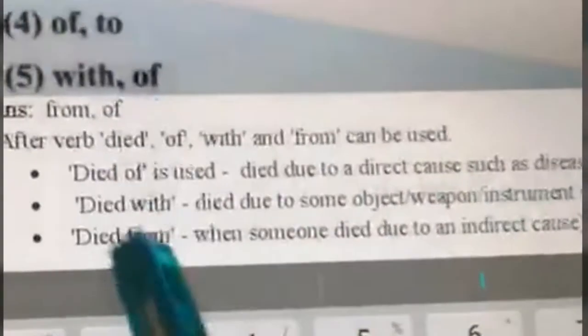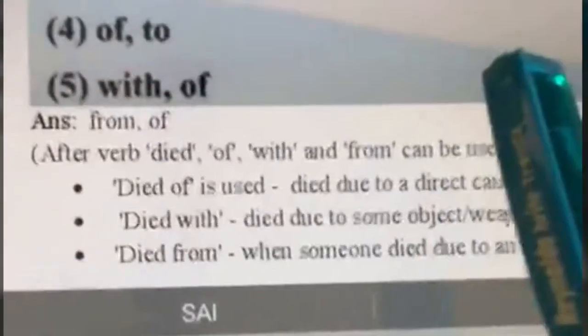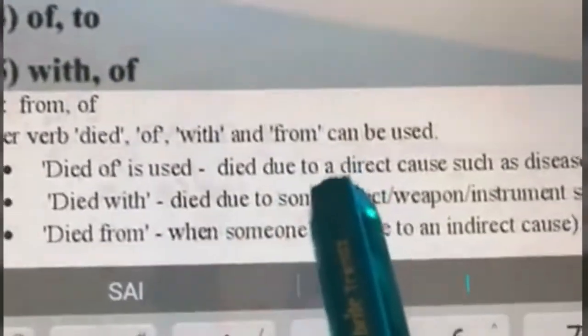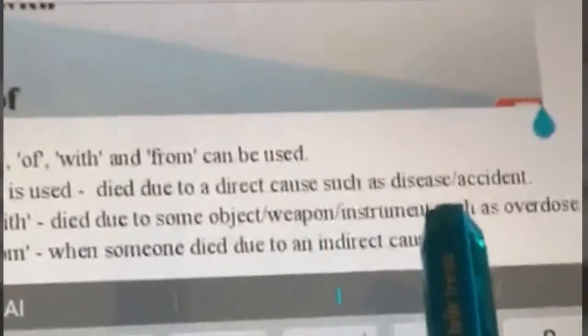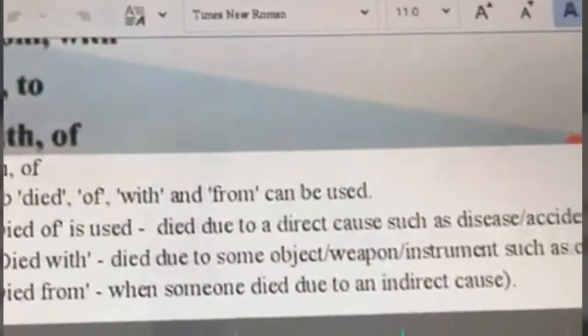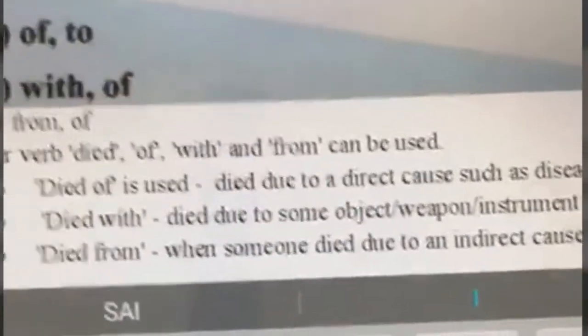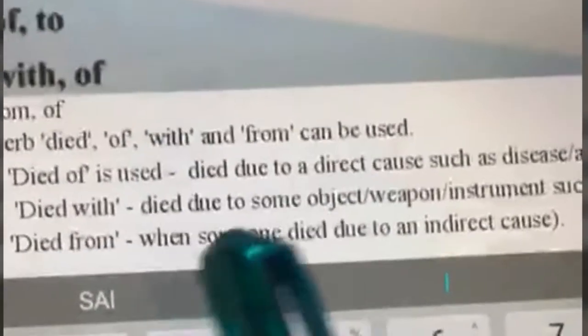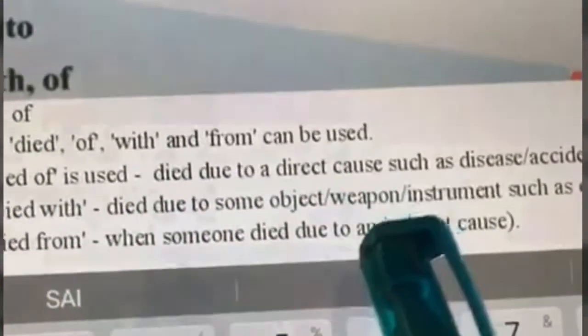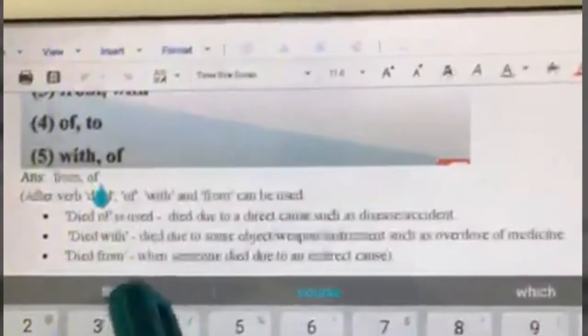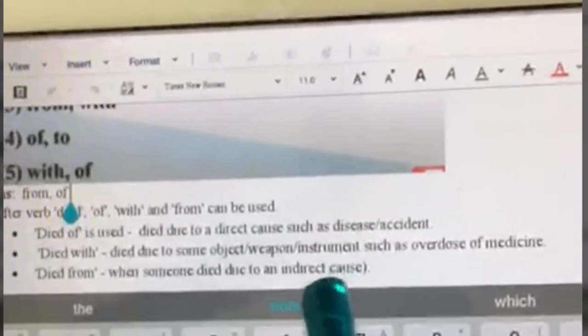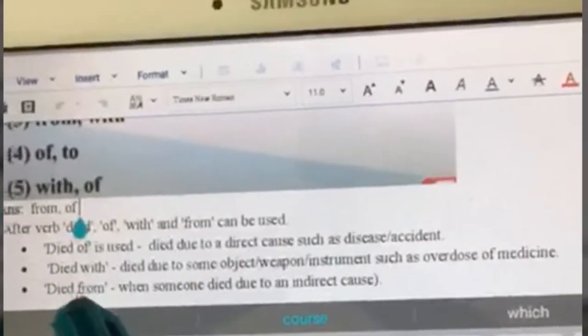So let's first understand. The verb die can be followed by of, with and from. Died of is used when somebody has died due to a direct cause, such as disease or accident. For example, he died of an accident, or he died of COVID. Died with is when somebody dies due to an object or a weapon or an instrument, such as an overdose of medicine. He died with an overdose of, say, crocin. The next is died from. Whenever there is an indirect cause, such as injuries caused by an accident, you always say died from.